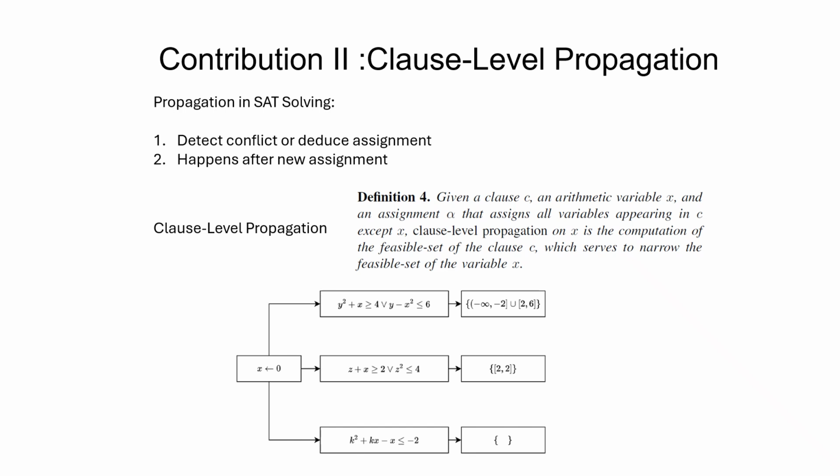And this can be categorized into 3 cases. The blocked case, where the feasible set is empty. The fixed case, where the feasible set only contains one real number. And other cases.